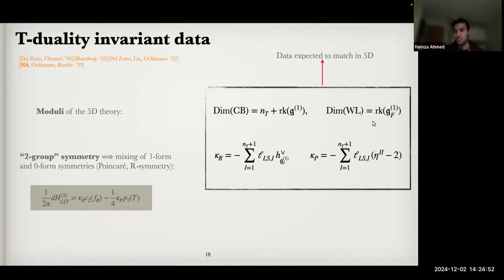Well, not must match. These are not proven. So what we showed is that this is also an invariant of all the theories we constructed, geometrically or otherwise. And so indeed, our expectations from field theory are always consistent.